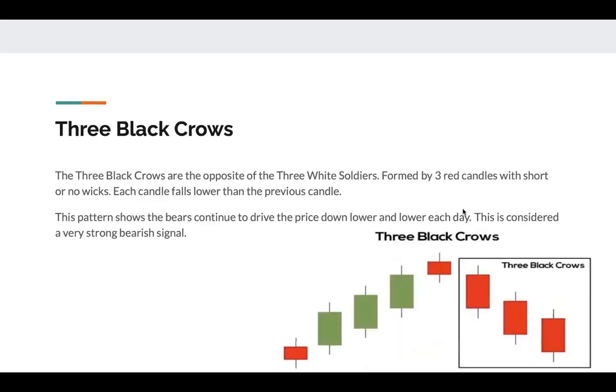All right, next, the three black crows. As y'all can see, same thing as the three white soldiers. So the three black crows are the opposite.